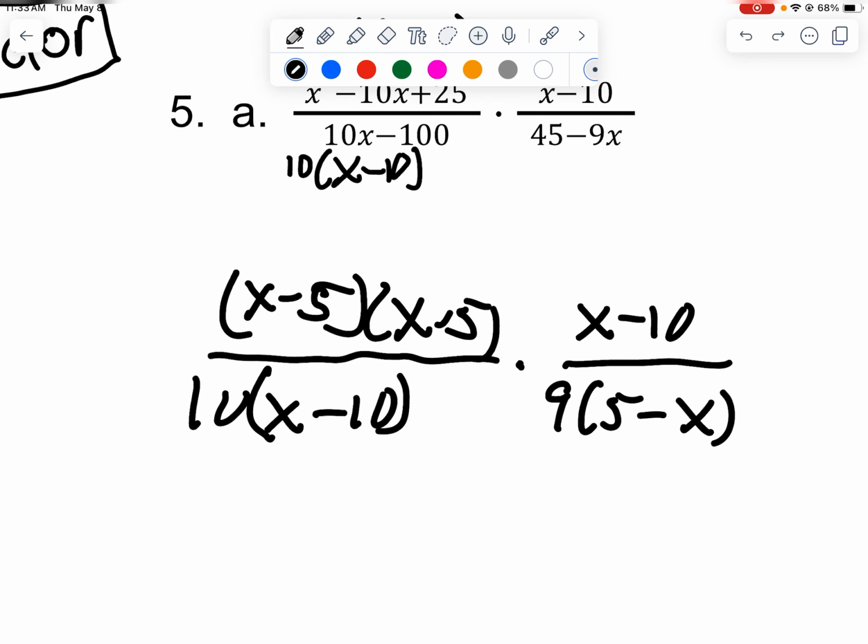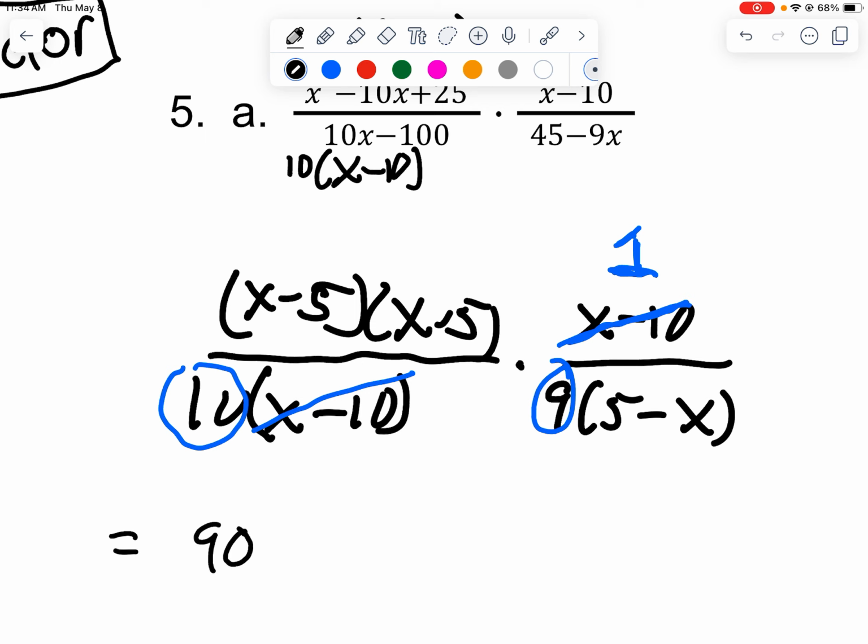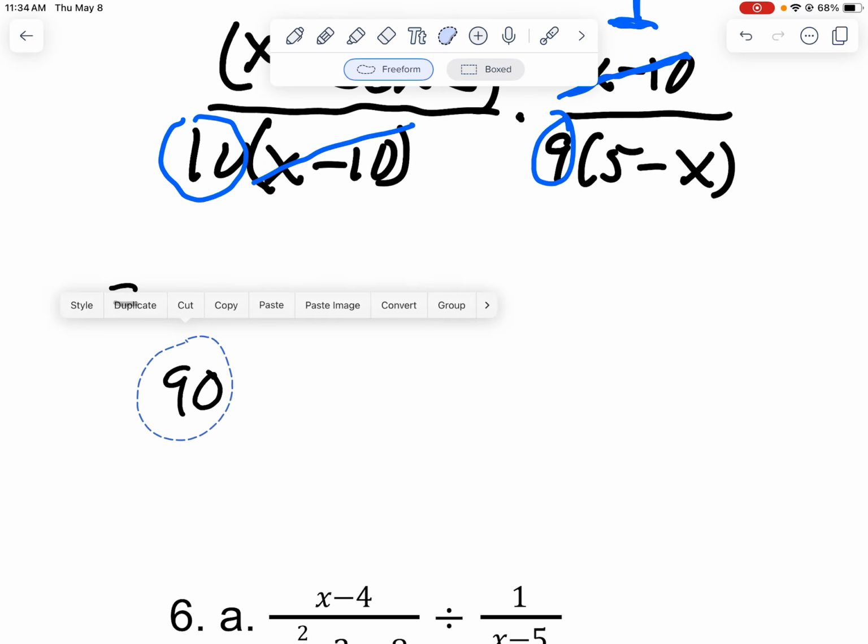And right away, you should be able to see that the x minus 10s divide out. Remember, when you kill the x minus 10 on top, there's a 1. Don't leave it as a 0. It's a 1. Okay. Now, we have this 10 that nothing attaches to. There's nothing common top and bottom. We have this 9, so we're going to end up multiplying them together. 10 times 9 is 90. So on the bottom of this sum is going to be a 90. I don't have enough space for the top.